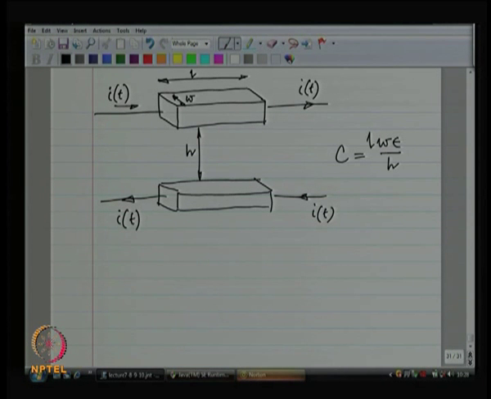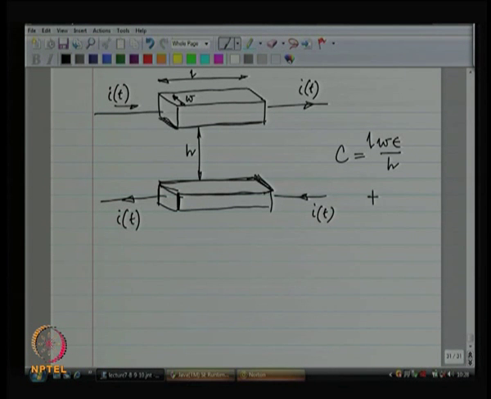This is not taking into account the fringing. Fringing is only going to add to this further. And what is the fringing going to be proportional to? The fringing is going to be proportional to the perimeter of the plate, and it is also going to be proportional to the height of the plate.